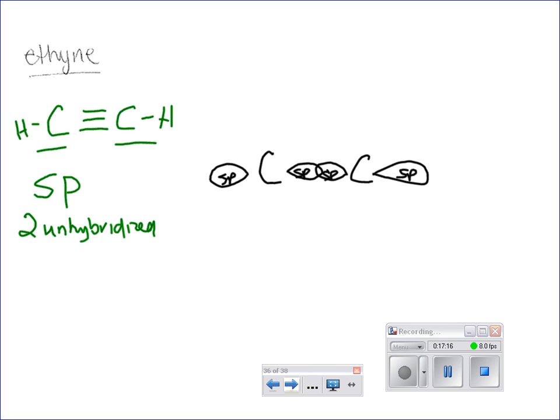But now we've got 2 unhybridized P's on each carbon, so I'm just going to use different colors. One's usually going on the y-axis. The other one is probably coming out on the z-axis. I obviously can't draw that, so I'll do my best to come up with something that you can kind of see.